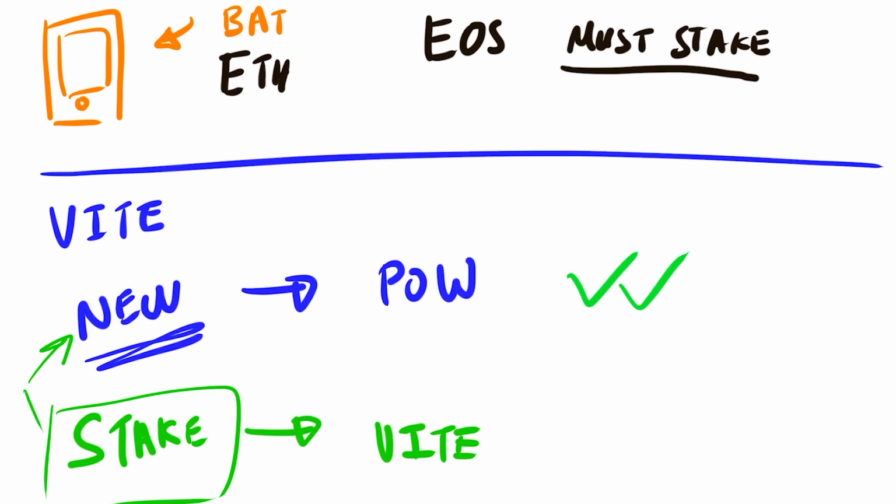For new users, you get absolutely free transactions in terms of coins. You pay a little bit in terms of computational power. If you don't want to pay for that power, you want more quota, then you can stake Vite for that.